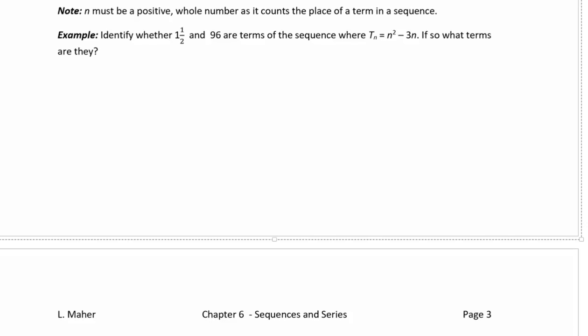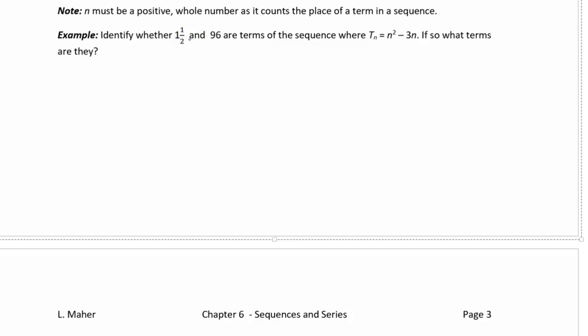Let's have a look at this example now. It says, identify whether 1.5 and 96 are terms of the sequence where Tn equals n squared minus 3n. If so, what terms are they? So we're being given a term here, 1.5, and a second term, 96.